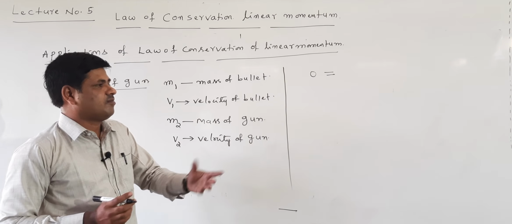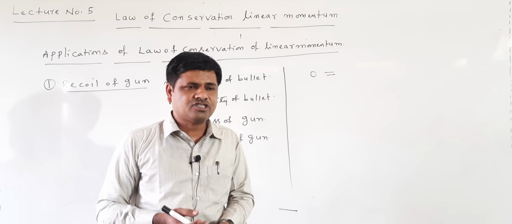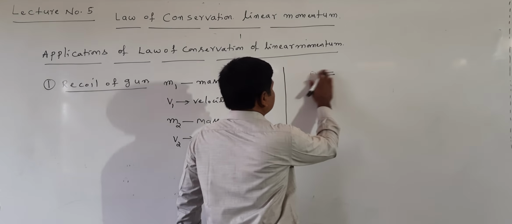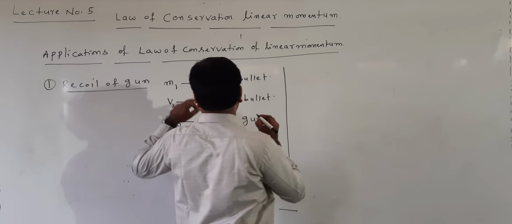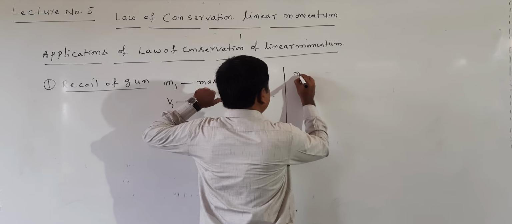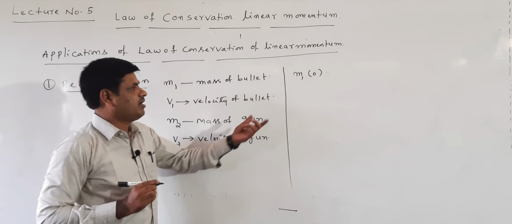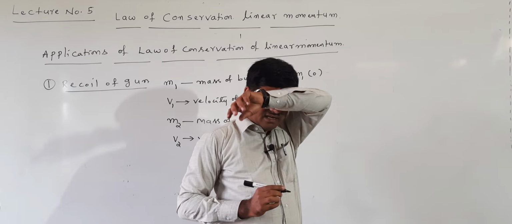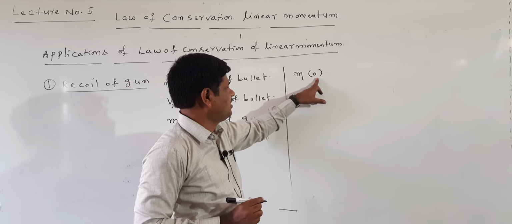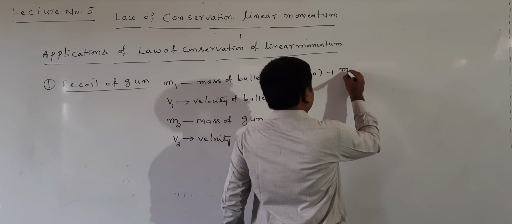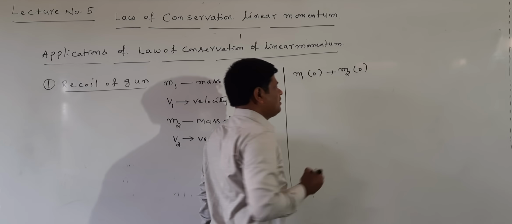Before firing, they are both at the rest position only. Rest position means momentum is 0. Why is momentum 0? First of all, the mass of the bullet is m1. It is at the rest position, so m1 into 0 velocity. Momentum can be written as mass into velocity, so I am writing m1 into 0 plus m2 into 0. Why m2 into 0?